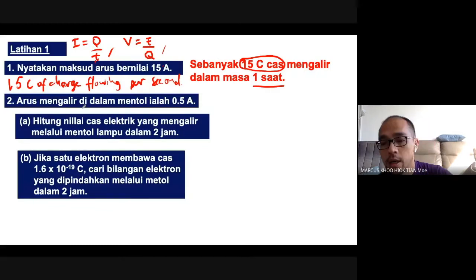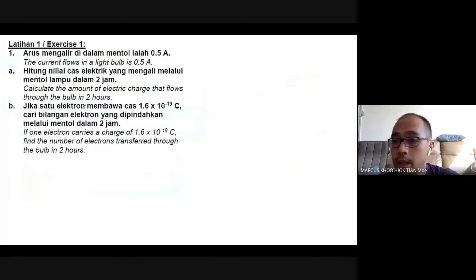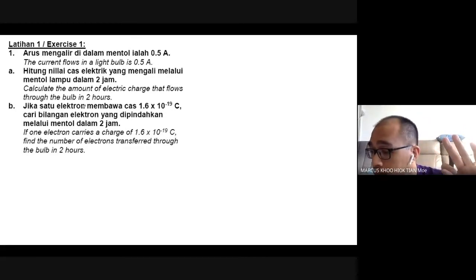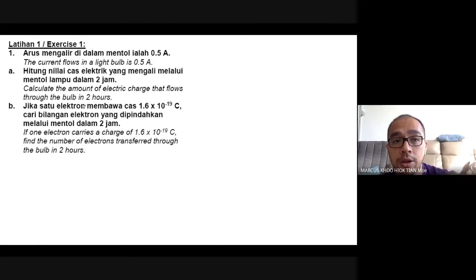All right. Moving on, sorry, this next one is not. Let's go to question number 3. Calculate the amount of electric charge. The current flow is 0.5 amp, so you write this as letter I. Now calculate the amount of electric charge that flows through the bulb in 2 hours.